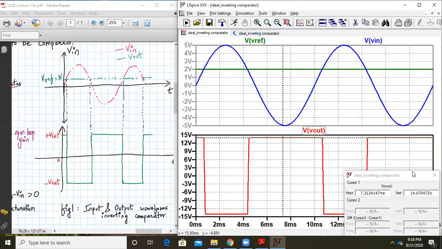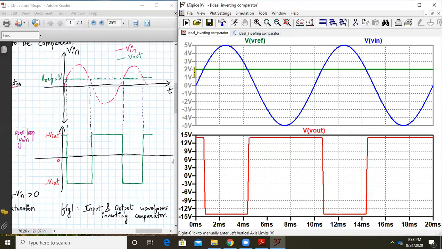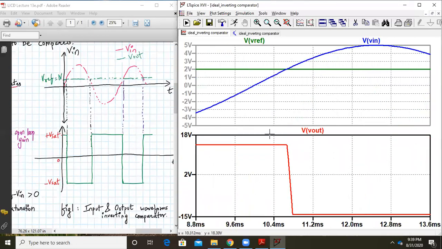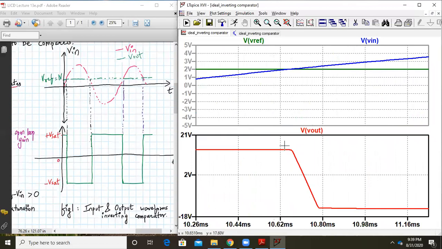Whenever V in is less than V reference, that time my output will be at positive saturation level, as it is evident from this waveform. I'll give you 5 seconds to have a look at both. It's exactly the same. Only thing is, here the transition, as I've told you in the theory, is not a straight line. As you can see clearly, it's not a straight line. There is a slight slope in it.